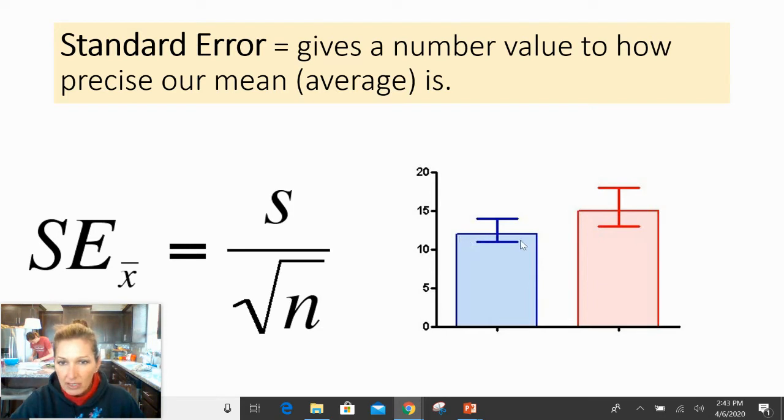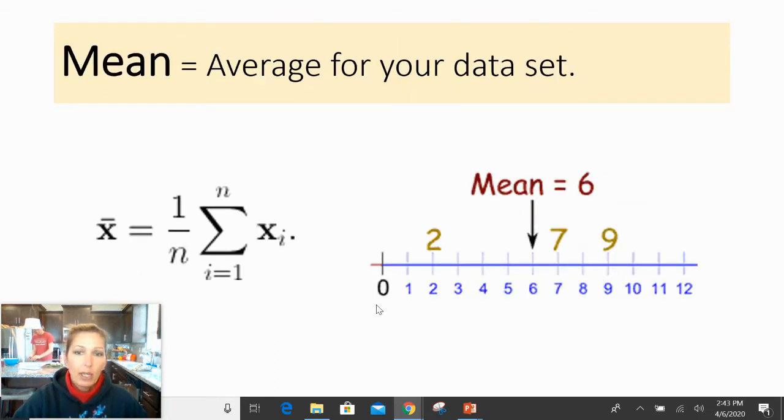We can't just give the data in this blue box. We also have to show where our potential error is to see if there's any overlap in our data sets. Now, we understand a mean. Your mean is the average. College Board, however, is going to give you this obnoxious looking equation to calculate the average of your data set. So X with a line over it. And remember that this symbol here is a summation.